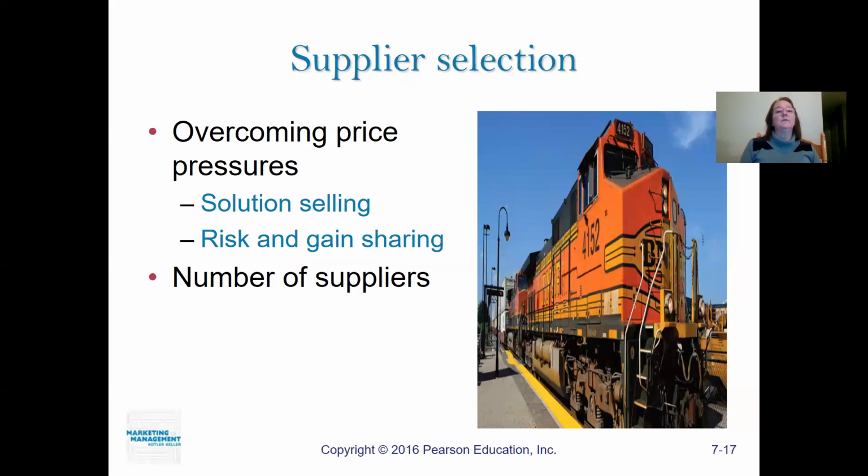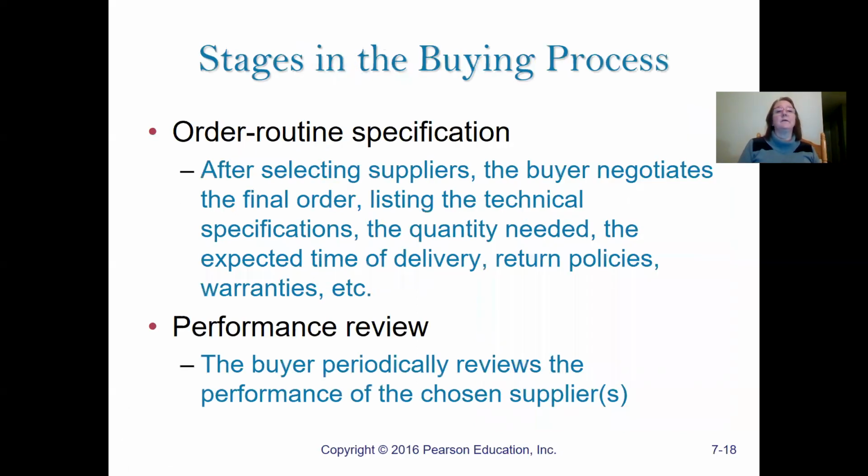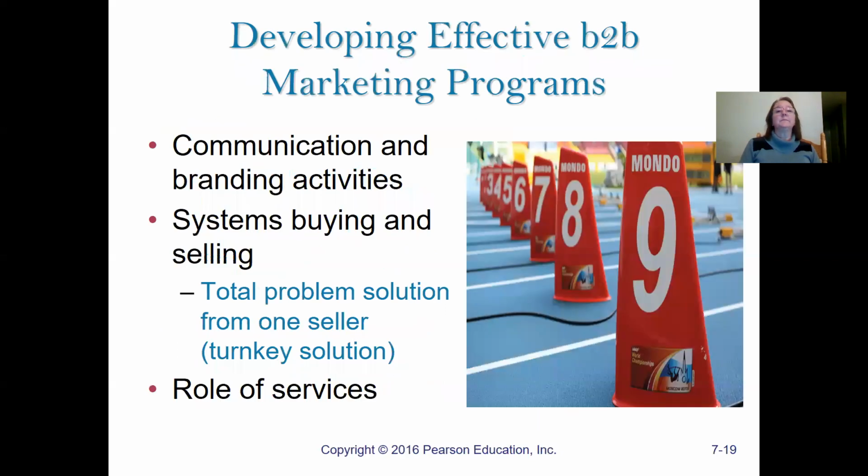You're also looking for price pressure points and what you can do to put those price advantages on your side. And a lot of that has to do with how many suppliers are there. Order and routine specifications, you may want to be able to put a product on an automatic rebuy. And then you want to do performance reviews periodically of those chosen suppliers.